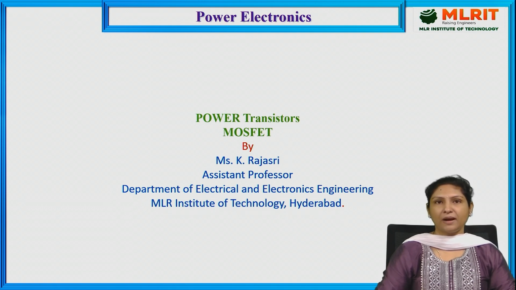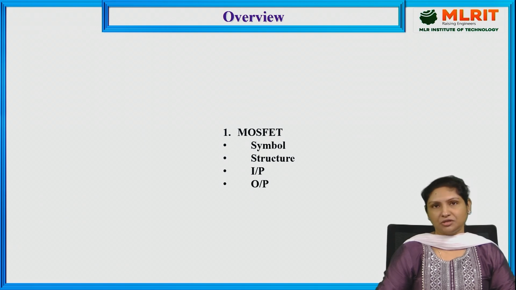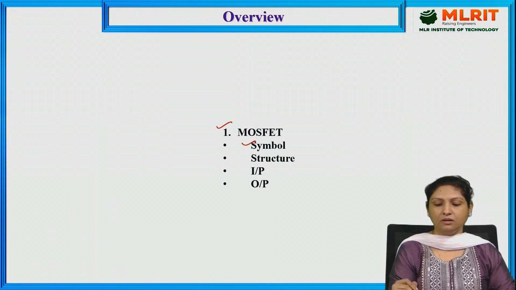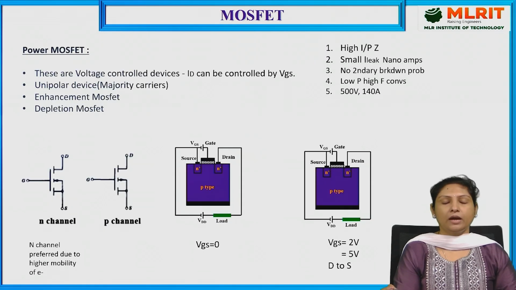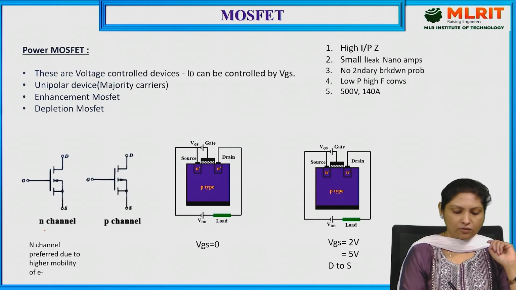Today my topic is MOSFET. MOSFET is abbreviated as Metal Oxide Semiconductor Field Effect Transistor, and in this particular lecture, we will be completely seeing about MOSFET, its symbol, structure, as well as input and output characteristics of MOSFET. And here, if you see, this is the symbol of MOSFET.